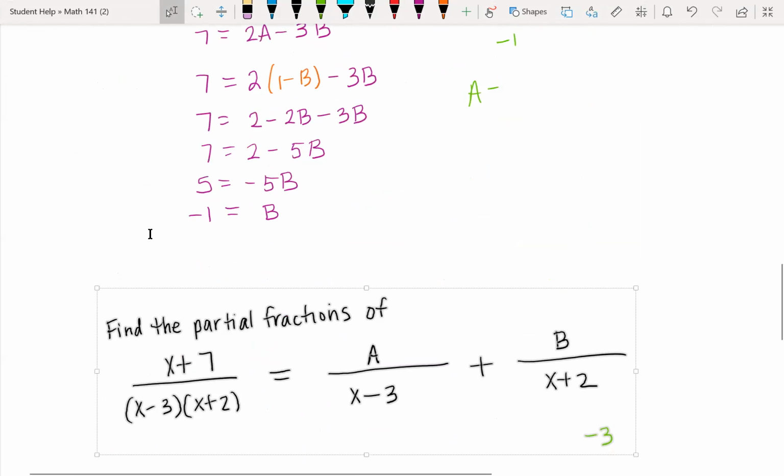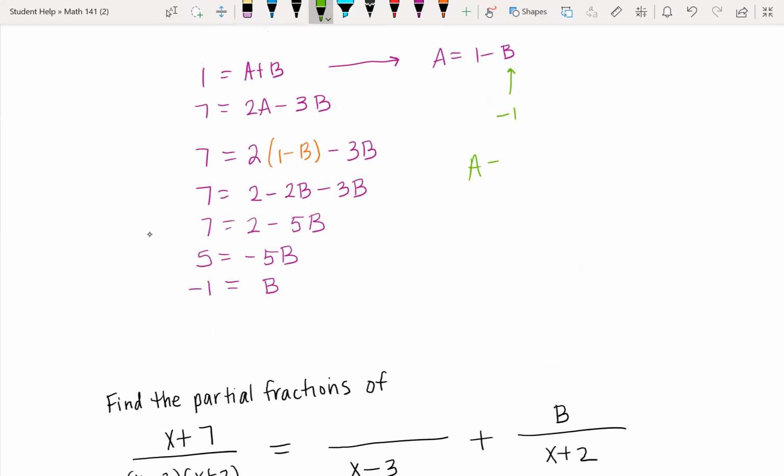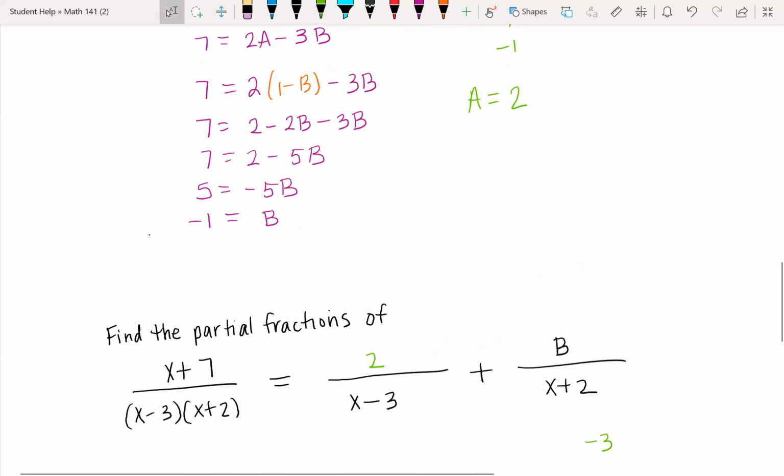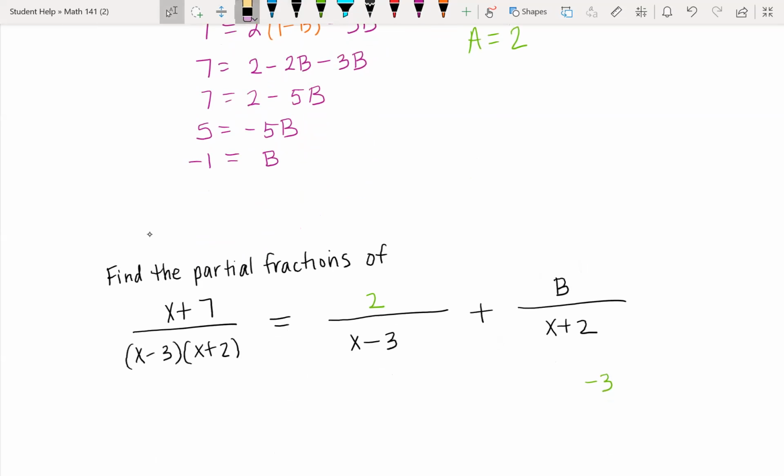Erased. So we know that A is, what did we say? I erased it, 2. And B is -1. So I'll change this to a minus. And I'll change this to a 1. And so this is our solution.